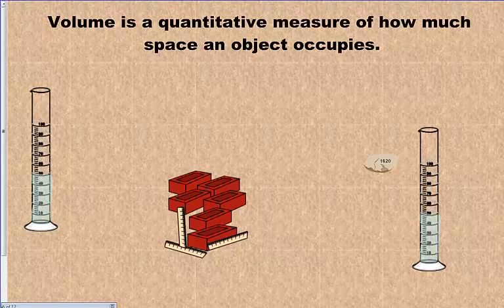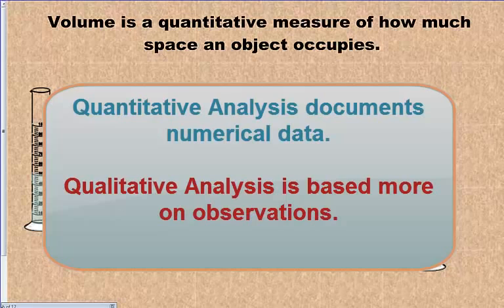So let's dive right into that word volume a little bit deeper. Volume is going to be a quantitative measure of how much space an object occupies. So you're probably wondering, well, what exactly does quantitative measurement mean? Quantitative analysis is going to measure data. It's more mathematical as opposed to qualitative analysis, which is going to be based more on observations.